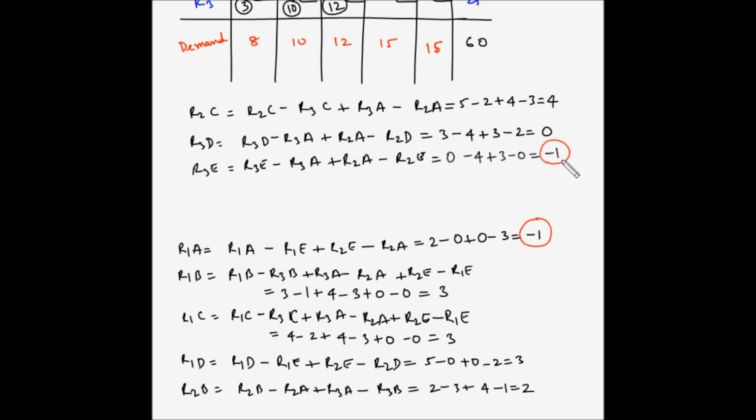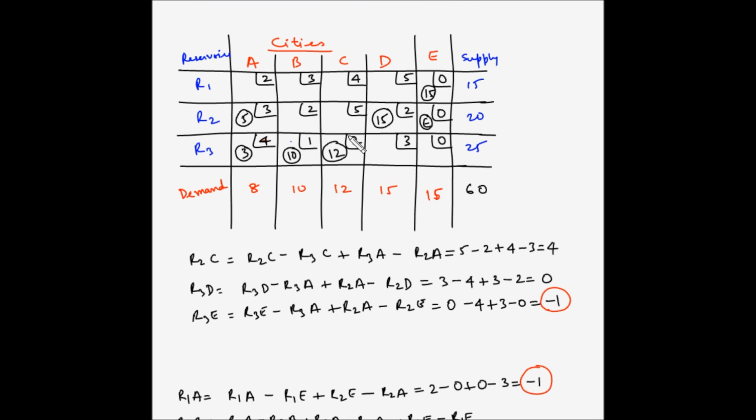So we have two squares, R3E and R1A, with a negative net cost change value. Since we have a tie and the value is -1 for both these squares, whichever square we choose, the cost is going to be reduced by 1 unit. So now we have to compare which square has the capability to allocate more units to it, because that square will then give us more savings. So let's evaluate R3E and R1A.